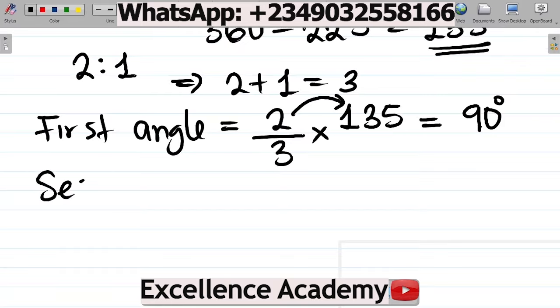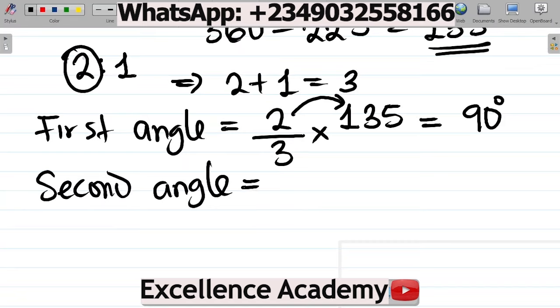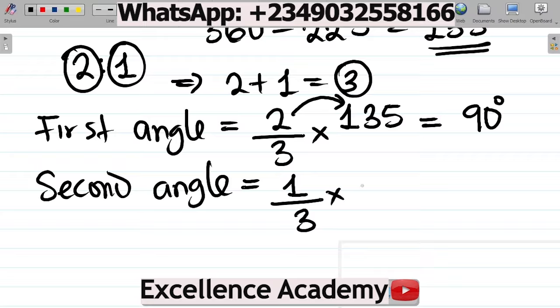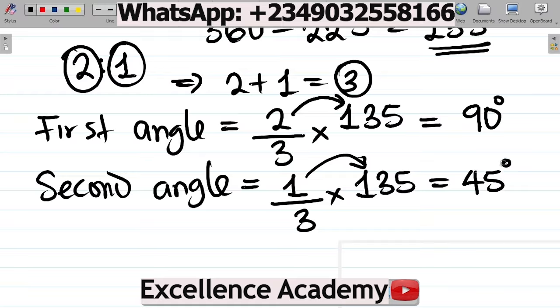For the second angle, for the first one we took 2. For the second angle, we'll take 1. That becomes 1 all over their sum, which is 3, times 135. 1 times 135 is 135. 135 divided by 3 is 45 degrees. You're asked the value of the smaller angle. So we can see that the smaller angle is 45 degrees.